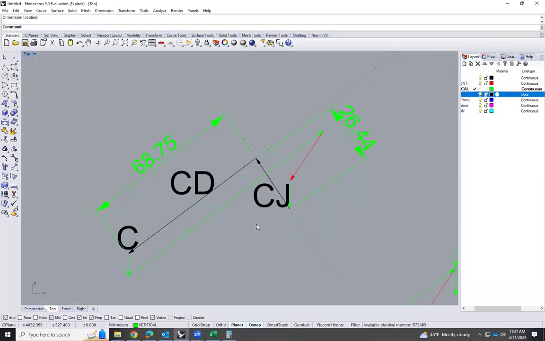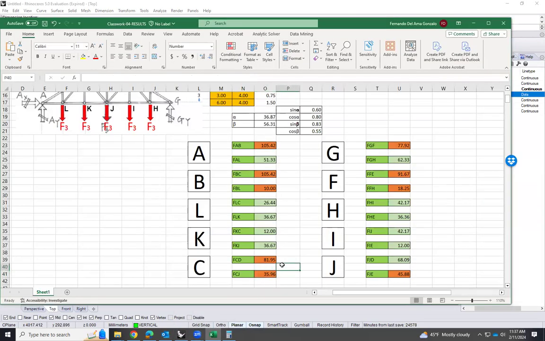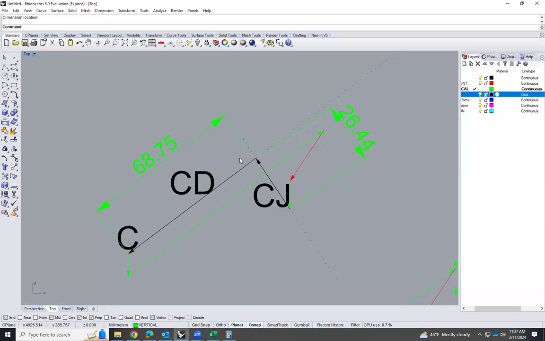I'm doing this to check whether my Excel file is right or wrong. I did this yesterday, and I think they have the wrong numbers. So I'm going to fix it now. But I like the graphic method because it's very easy. If you know what you are doing, you don't have to calculate anything. You only have to draw things with the right dimension.